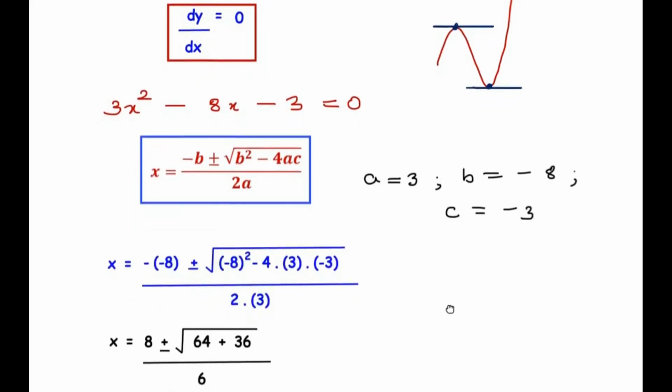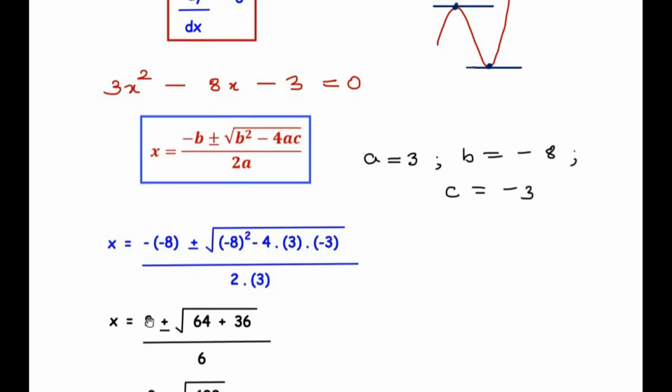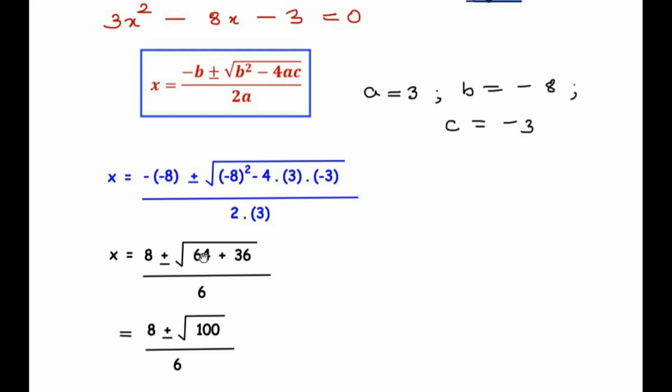So here we have substituted the values, that is minus b, and b is negative 8. So minus of minus 8 plus minus square root of minus 8 square minus 4 times a is 3 and c is negative 3, divided by 2a, that is 2 times 3. Now simplifying this, we get minus of minus 8 is plus 8 plus minus square root of minus 8 square gives you 64, and minus of minus you get plus. So 4 multiplies with 3 which is 12 and 12 multiplies with 3 giving you 36, divided by 2 times 3 gives you 6.